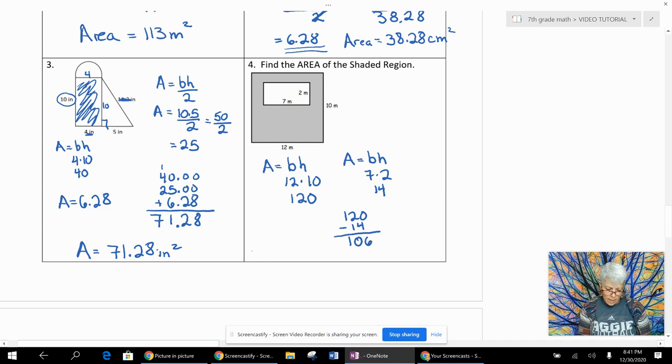And now I have that the shaded equals 106 meters squared. All right. Don't forget those shaded ones. You're going to always be subtracting on those shaded ones.